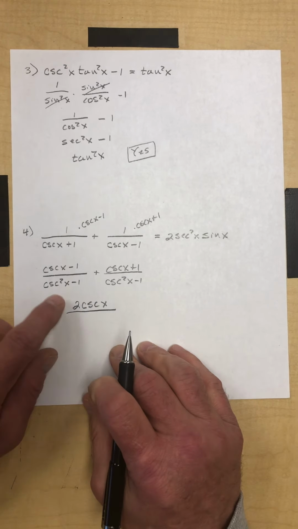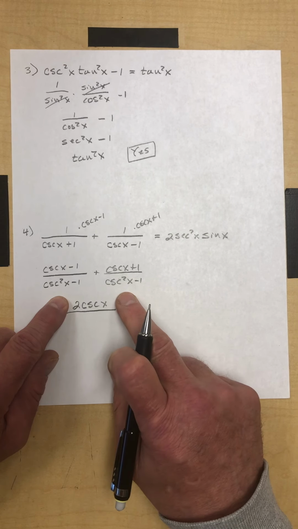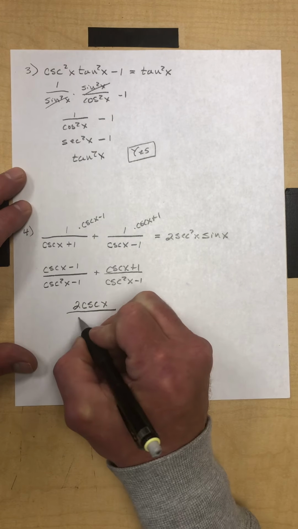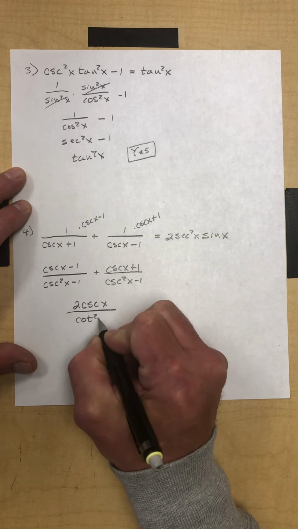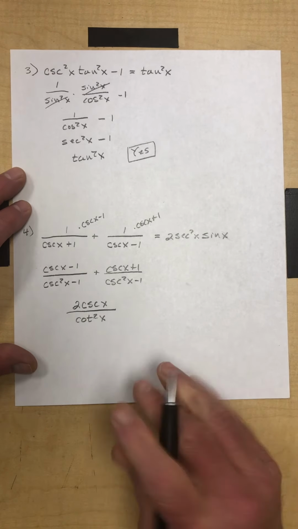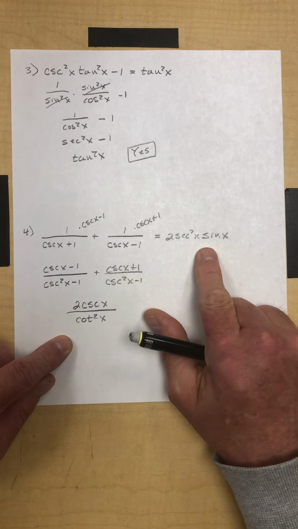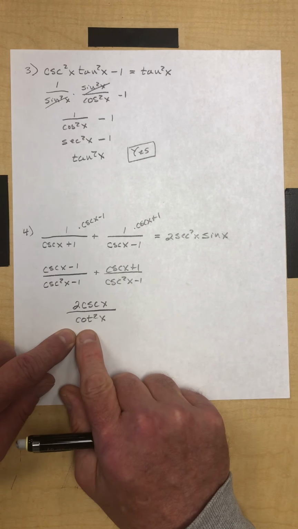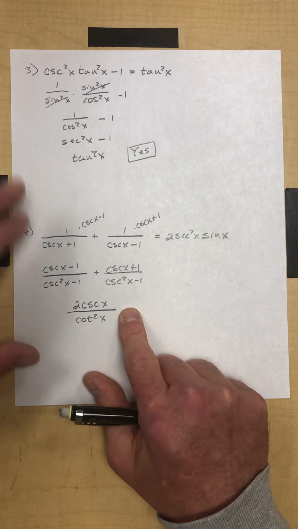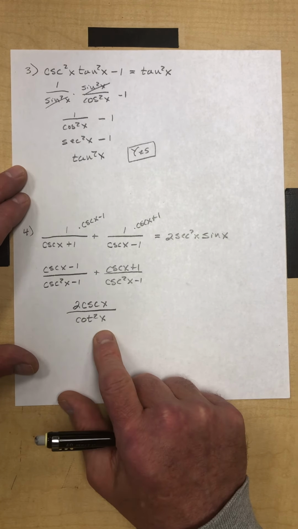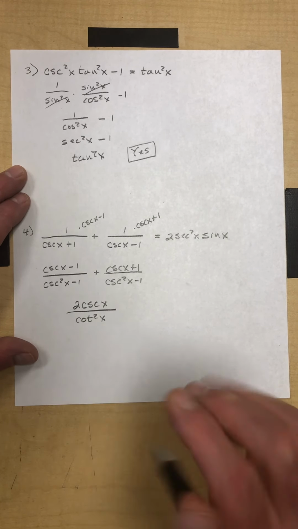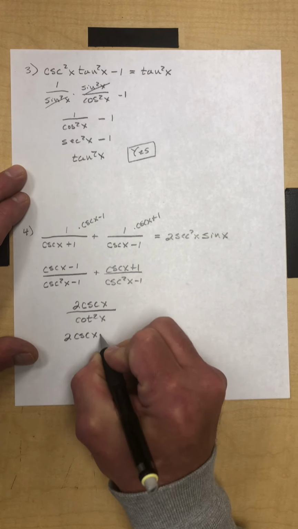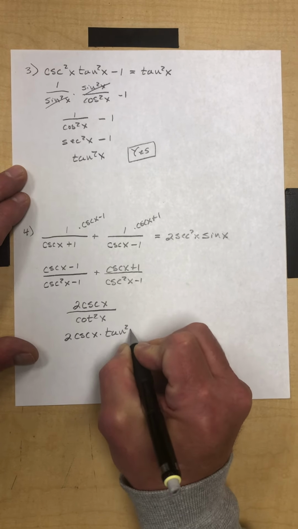Well, if you go to your Pythagorean identities, cosecant squared of x minus 1 is cotangent squared of x. Like that. Okay, now I'm looking at this, and I'm looking at that, and notice this guy's a fraction, but that guy's not. So I've got to get this cotangent squared out of the denominator up in the numerator. Okay, well, 1 over cotangent squared, okay, is tangent squared. So this is the same as 2 cosecant of x times tangent squared of x.